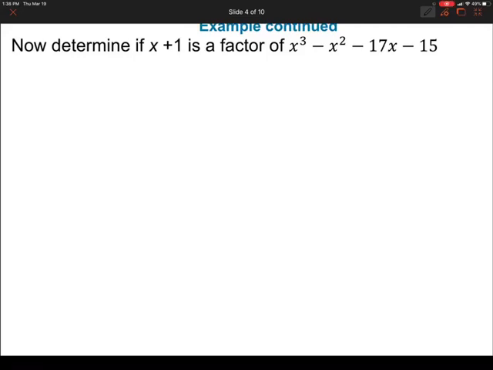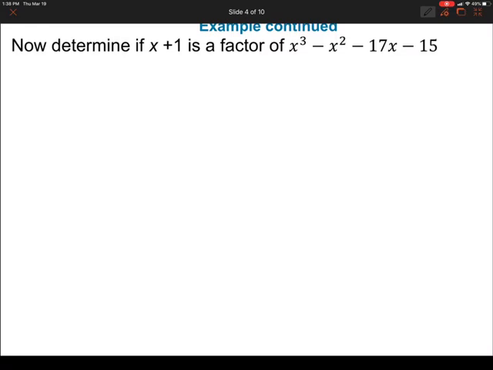Alright, let's continue this example of this cubic polynomial. We've seen that x plus 5 is not a factor. It did not have a remainder of 0, so it is not divisible. So let's see what happens with x plus 1. That was also a possibility they gave us as a factor, so we'll go ahead and set it up.